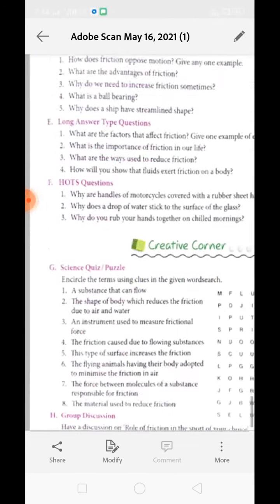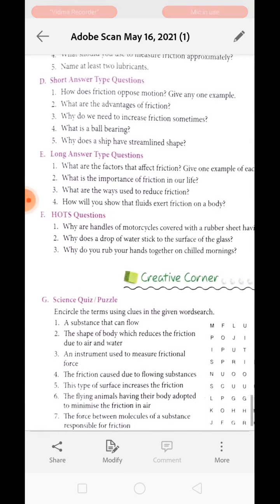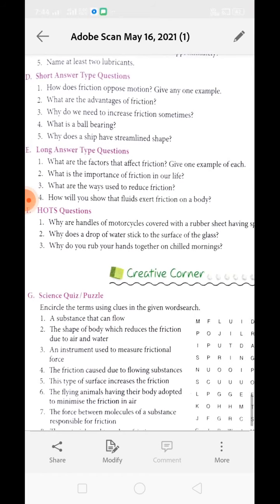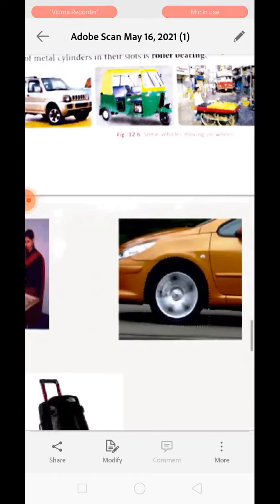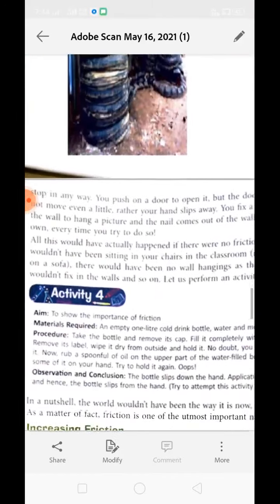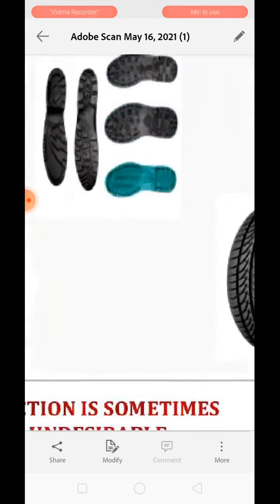Now next question. Why does a ship is having streamline shape? A ship is having streamline shape to overcome the drag or to reduce the effect of drag. Now next question, what are the factors that affect friction? Give one example of each. Okay, about the factor that is going to affect the friction. See over here.